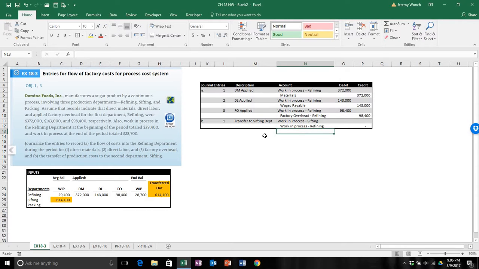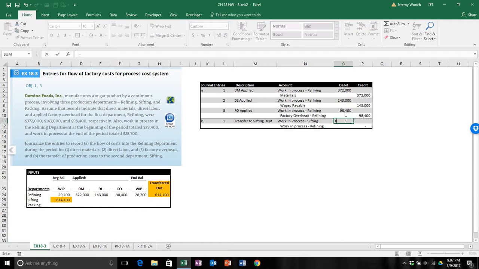And so the next part of the problem, it says we have to transfer. So once we're done in the refining department, all that's going to go into the sifting department. And to figure out how much goes in, it gave us the information to do so. So it gave us what we started with, what was applied, and what we ended with. So if we just take our beginning balance, add in all the additions, subtract out the ending balance, we'll get the total that was transferred out.